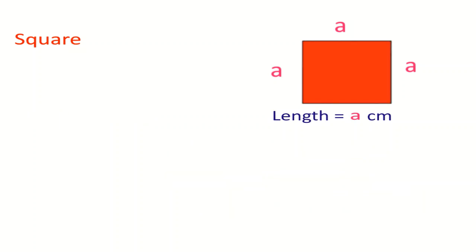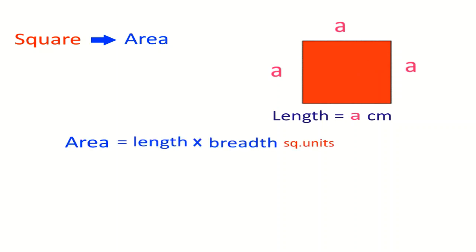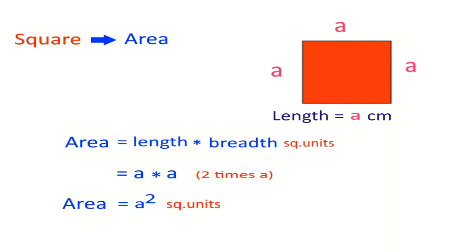Now we can look at how to find the area of a square. The area of a square is the region that the square covers in a two-dimensional space. Here the surface shown in red color represents the area. The area of a square can be calculated by multiplying the length of one side by its width. We know, in a square, all sides are equal. So area equals A into A. A into A is 2 times A, that can be written as A raised to the power of 2, or A squared. So the area of a square equals A squared.